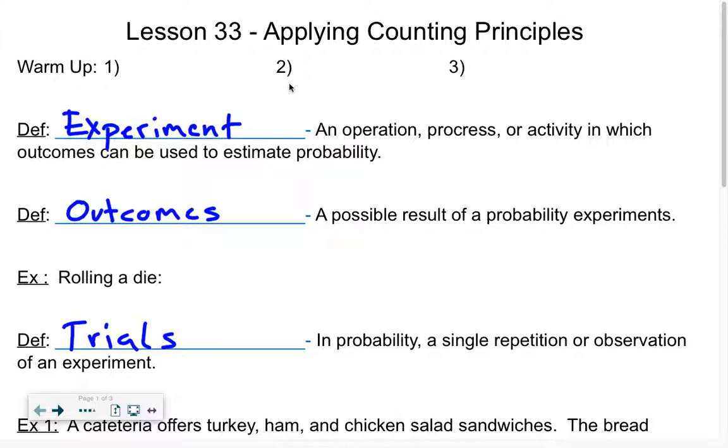Definition number two, a process or a possible result of a probability experiment, that is your outcomes. So if we think about rolling a die, the possible outcomes that we could get are going to be 1, 2, 3, 4, 5, and 6, assuming that we're dealing with a 6-sided die.